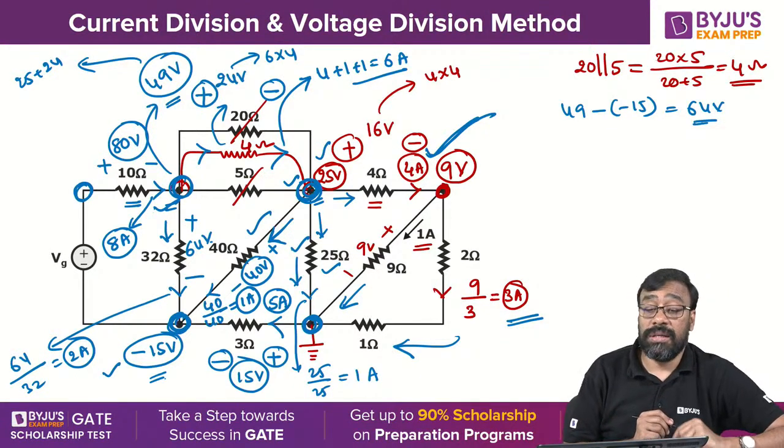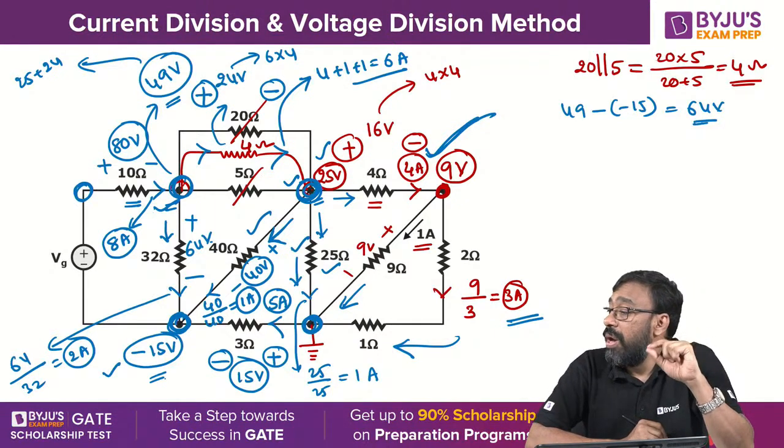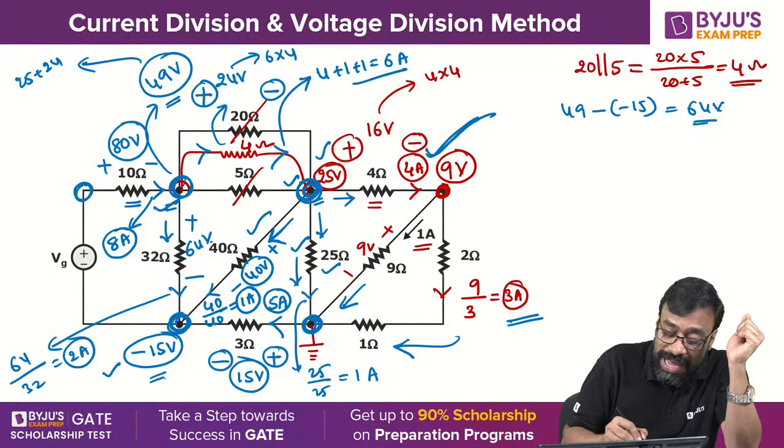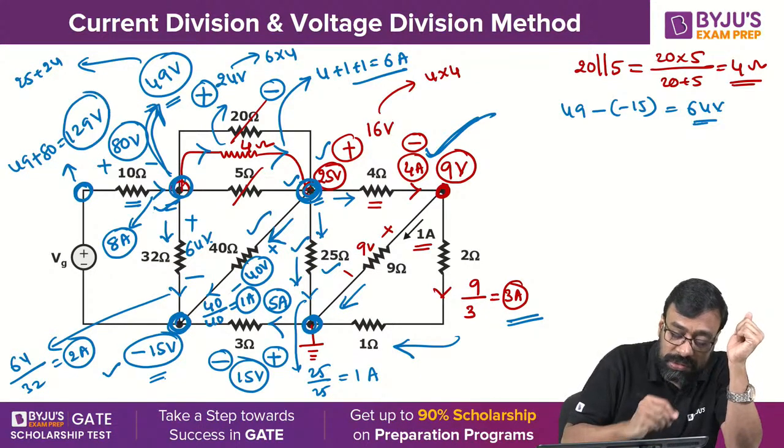That is nothing but the voltage across 10 ohm. Now you are jumping from lower potential to higher potential. This is 49, right? So 49 plus 80. This voltage is going to be 49 plus 80, nothing but 129 volts.